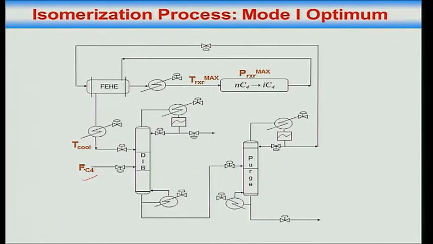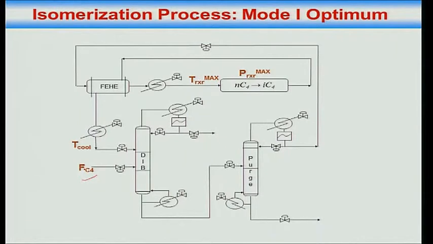The reactor should be operated at maximum inlet temperature. Why is that? And the pressure in the reactor should be as high as can be. Why is that? Maximum reactor temperature implies maximum conversion. Maximum conversion means less amount of NC4 circulating around the plant.